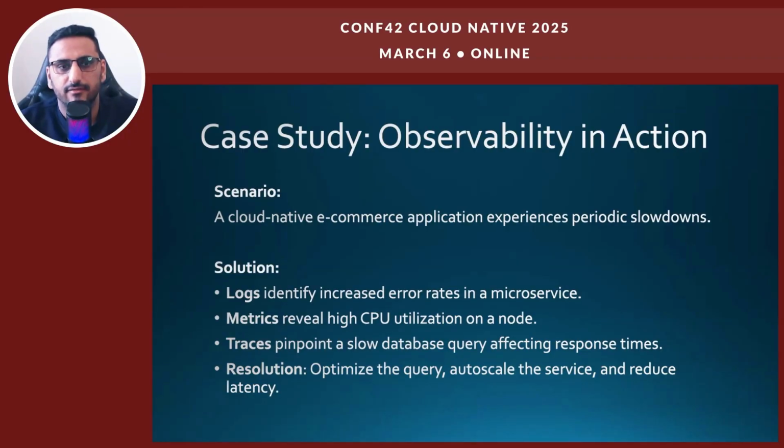Metrics will tell us if there is a high CPU utilization on a node. The traces will pinpoint a slow database query affecting response times. Using logs, metrics, and traces, we have identified that the problem goes back to a slow database query. For resolution, it's straightforward. We can optimize the query. We can auto scale the service, and then it will reduce the latency. So we can use these three pillars of observability to find out the root cause of the periodic slowdowns in a system.